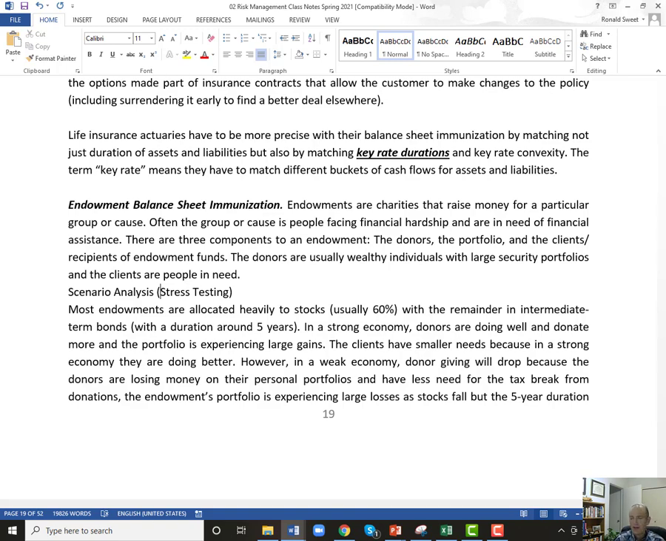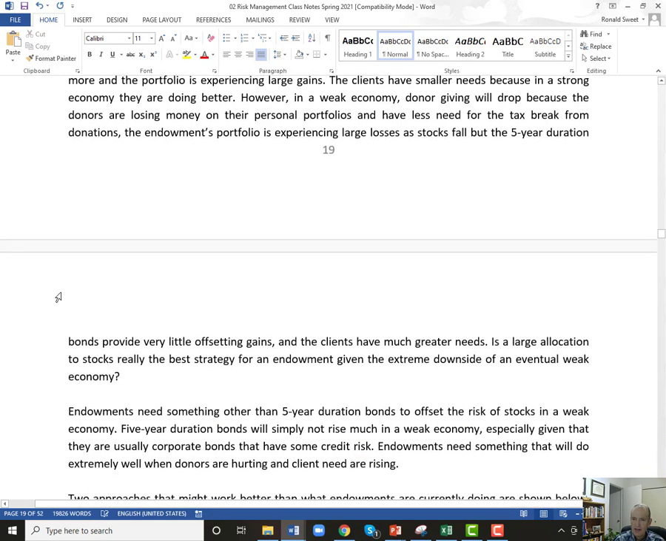Okay, in a weak economy, the donors are doing badly. Their personal portfolios have dropped. They're losing money. They don't have a need for tax breaks, so they cut back dramatically on how much they donate to the endowment. The endowment's portfolio is losing money because stocks are falling, and they have these 5-year duration bonds, which aren't doing much. 5-year duration bonds are not going to move much in a recession. They're going to be fairly flat. They may be up 2 or 3%, but they're not going to offset a 20, 25, 30% drop in stocks.